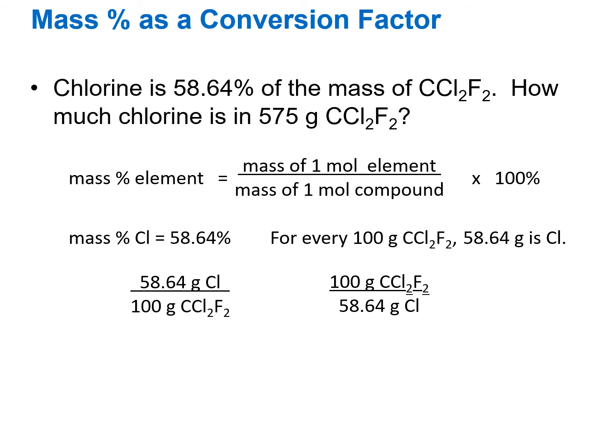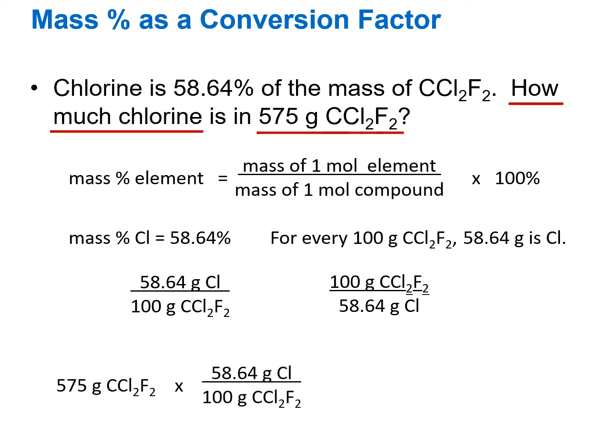So which of these conversion factors am I going to use? Well, I go back to my problem and I reread it. I can see that I've been given grams of Freon, and I want to know how many grams of chlorine. So I'm going to set this up starting with what I'm given, which is 575 grams of Freon. And I am going to use the conversion factor with the grams of chlorine on top because that's where I want to go to. So I'm going to drop that in. And I can get rid of repeating units, which are grams of Freon. I'm left with grams of chlorine, and now I do the math.